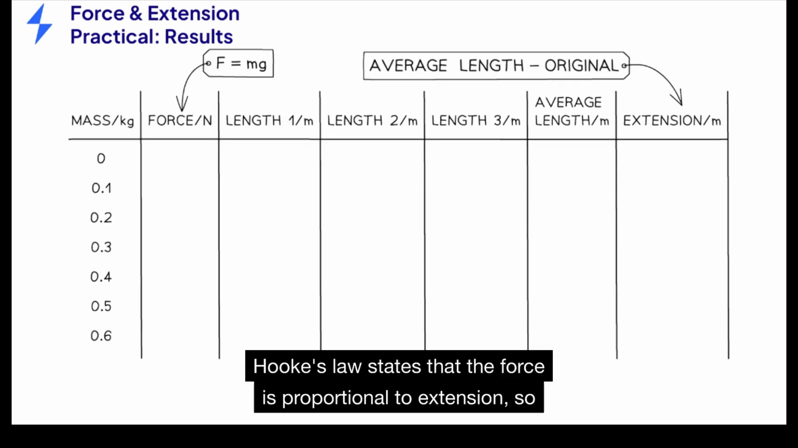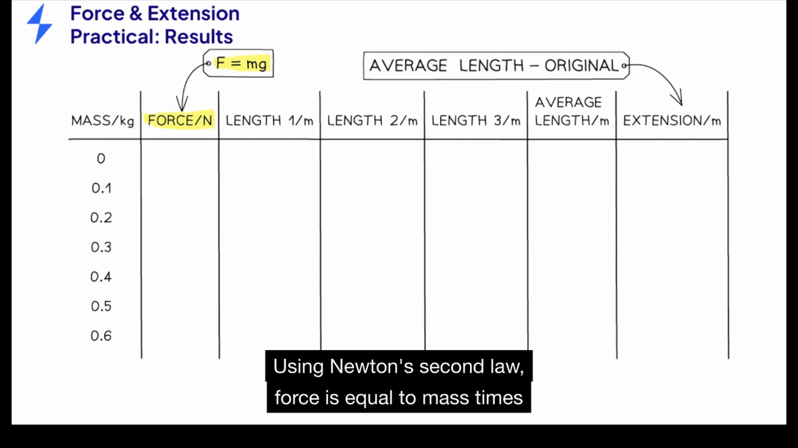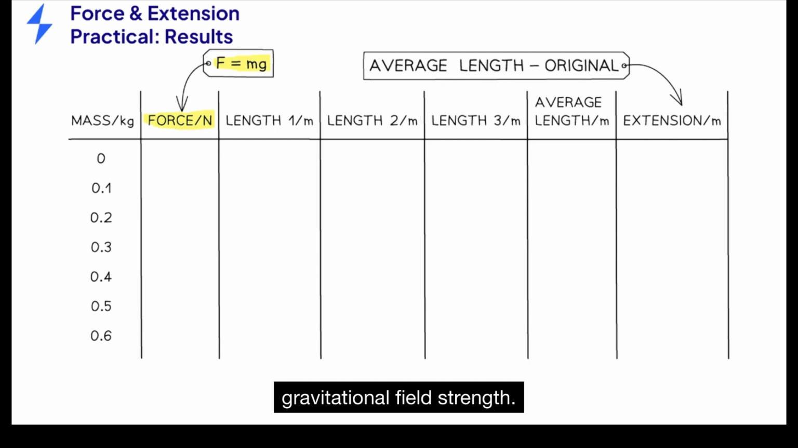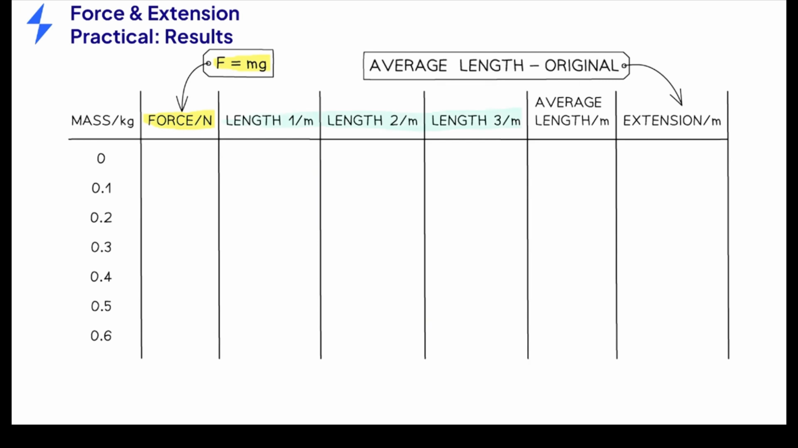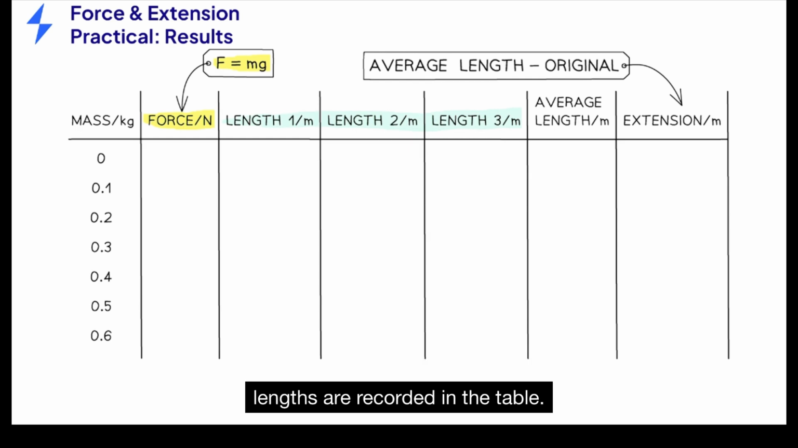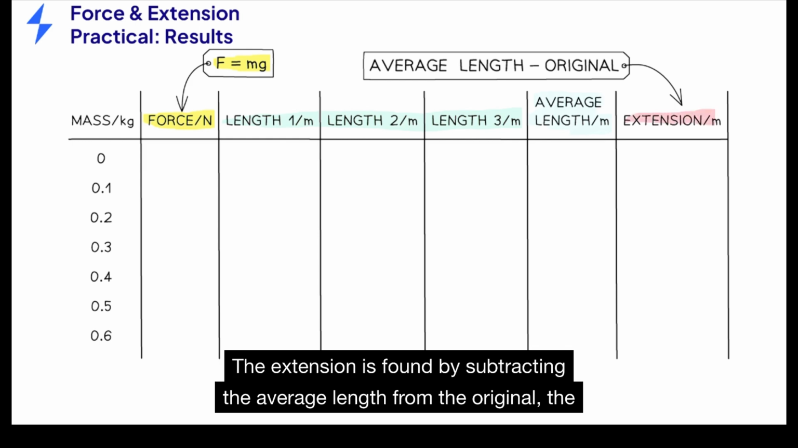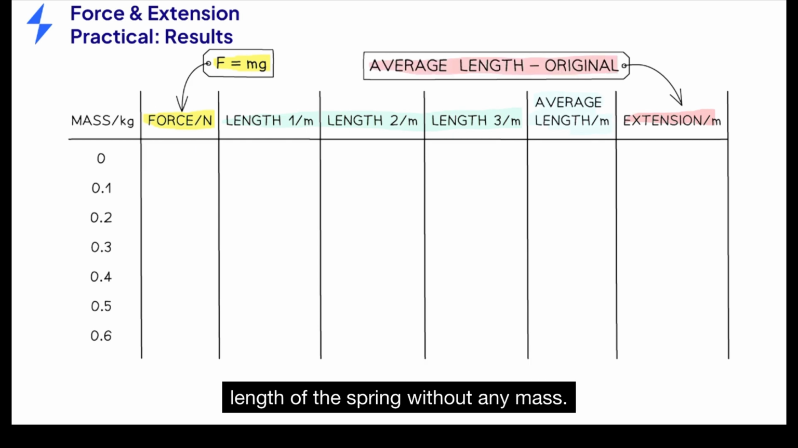Hooke's law states that the force is proportional to extension. So the weight or force applied by each mass needs to be calculated. Using Newton's second law, force is equal to mass times gravitational field strength. The experiment should be repeated at least 3 times, so the 3 lengths are recorded in the table. So the average length must then be calculated. The extension is found by subtracting the original length, the length of the spring without any mass, from the average length.